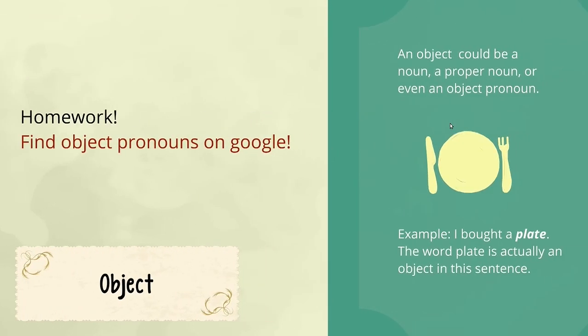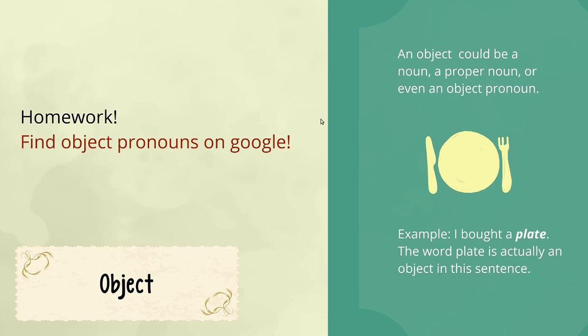Let's move to the last one, which is called object. An object could be a noun, a proper noun, or even an object pronoun. So let's look at this example with this picture. I bought a plate. Okay, I is a pronoun, bought is a verb, a plate is an object. So the last part of a sentence is actually an object.